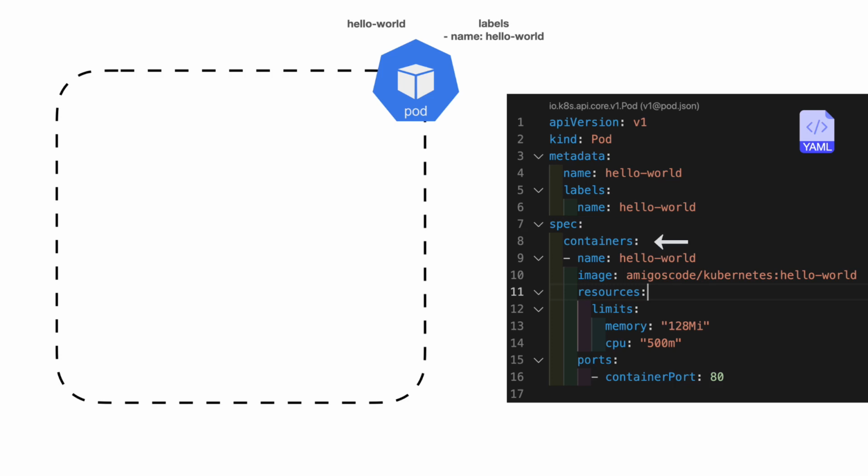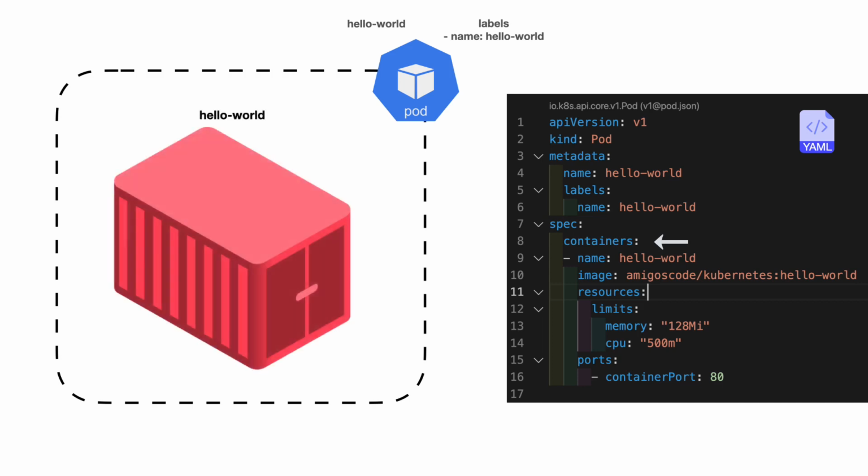Inside of the spec, we have containers. And remember I said that a pod is a collection of one or more containers. So here we only have one, and basically we named it hello world. So this is our main container running inside of this pod. We also specify the image: amigoscode/kubernetes:hello-world.